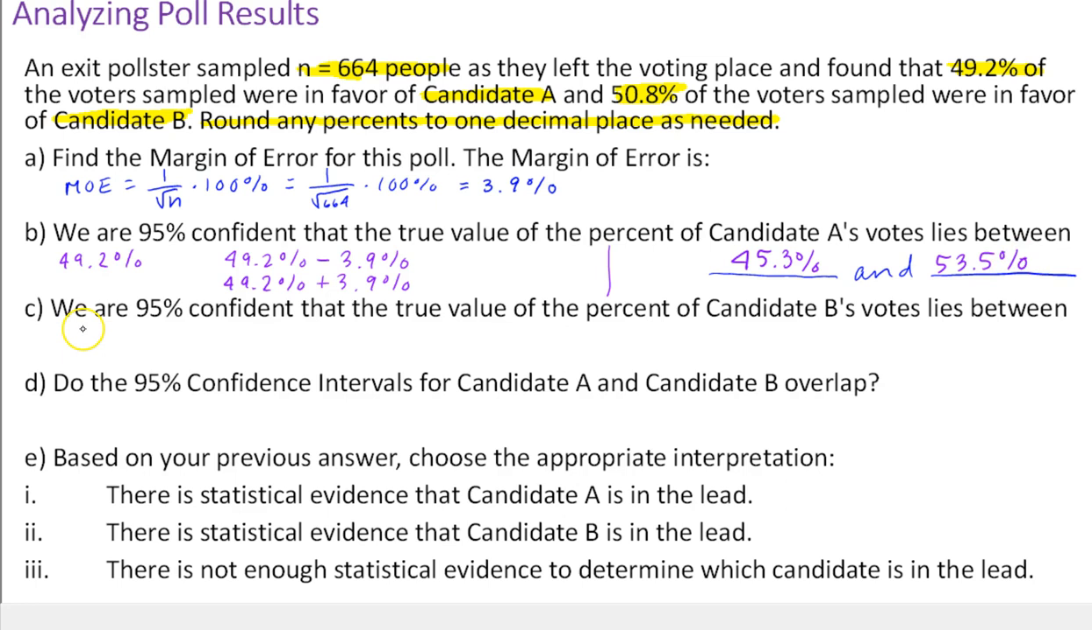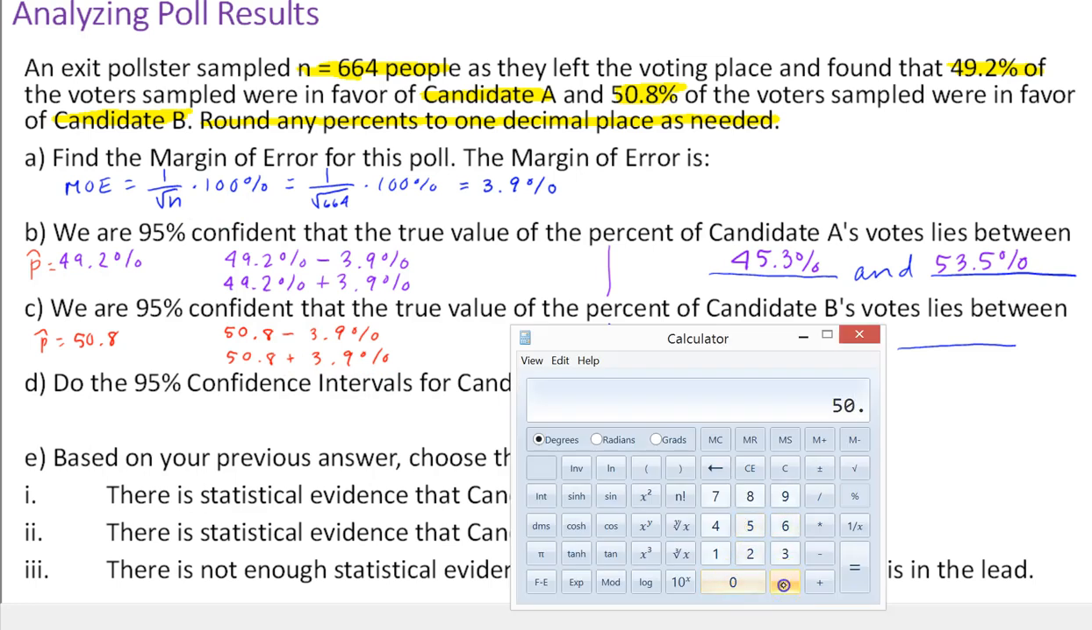Okay. Now we're going to do the same thing for candidate B, which is 50.8. Let's make spots for the bounds of the confidence interval, and let's do these computations in red. So we have that P hat for candidate B is 50.8. We have the same margin of error because it was the same sample size. So we're going to subtract and add 3.9% to 50.8 to get the bounds of the confidence interval.